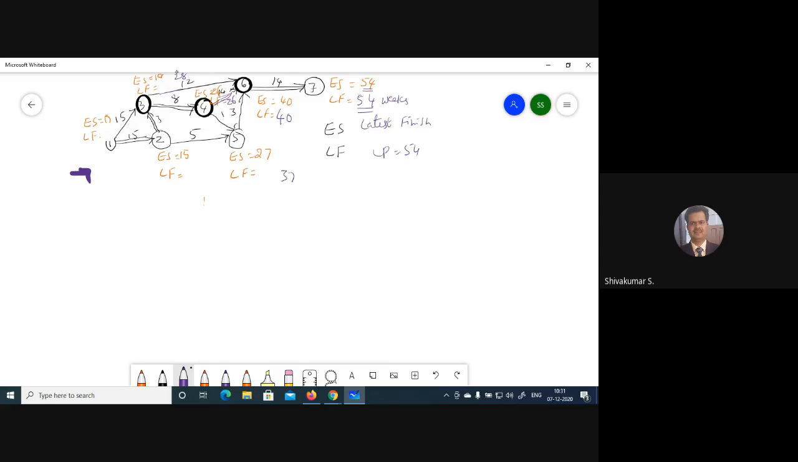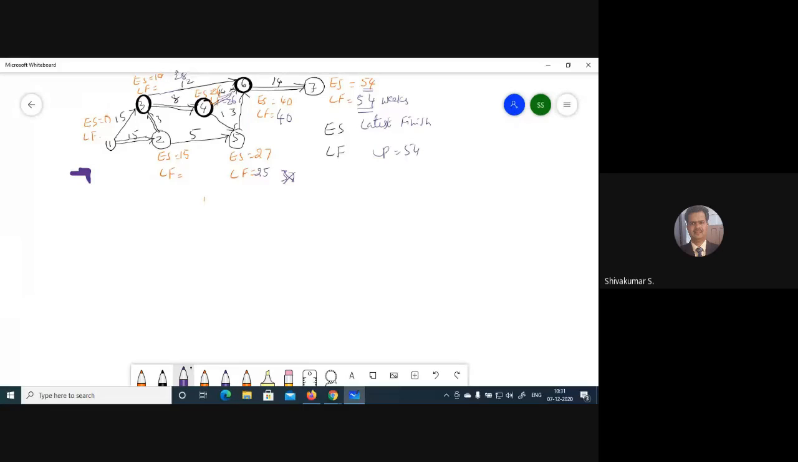Why 26? Because 40 minus 14, 26. 26 minus 1, 25 here. You're going to take the least value here. Even if you come to this route here, 40 minus 3 becomes 37. 40 minus 14, 26. 26 minus 1 is 25 for event number 5. Next 3 now. If you go through this route, 40 minus 12 becomes 28.